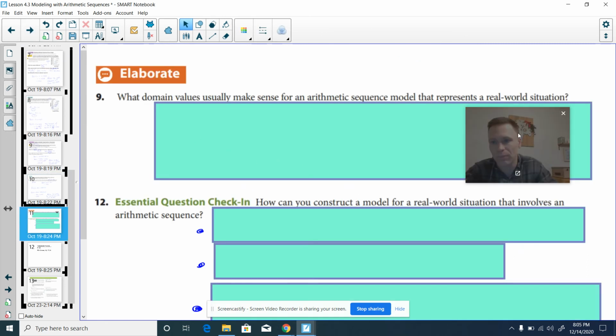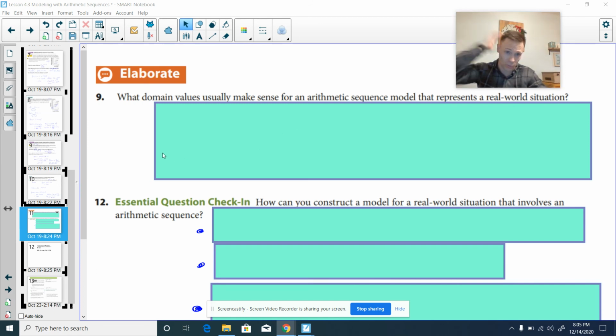All right. So there's some general questions here. What domain values usually make sense for an arithmetic sequence that models and represents a real-world situation? Here's the deal. In most real-life situations, it really depends on the scenario, right? So this is kind of a generalization, but a lot of times what we do is we take domain values that are like our counting numbers, right? So a lot of times in real world situations, what we're doing is modeling how many times things happen, right? And so things usually don't happen 1.15 times, right? They usually happen like 1 or 2 or 3 or 4 times. That's not always the case, right?